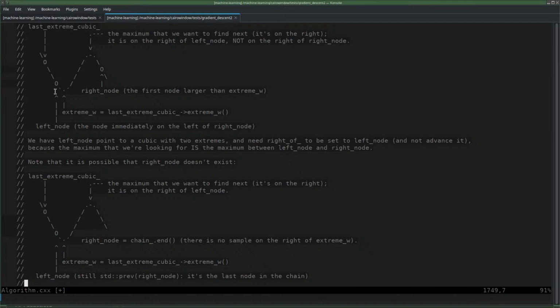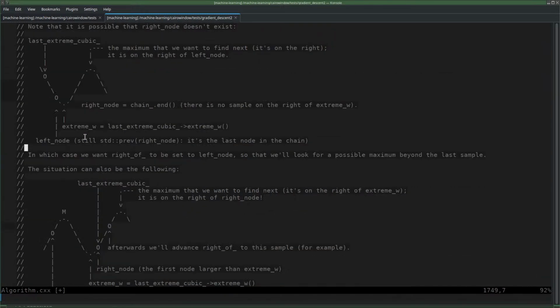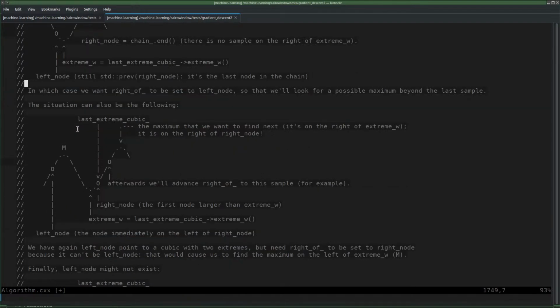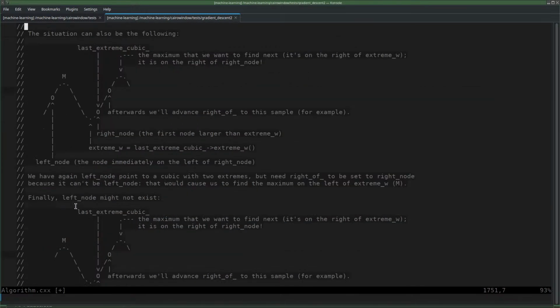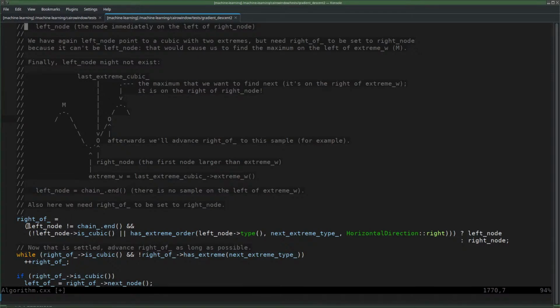But then there's two possibilities. Either this case where right node does not exist, in which case left node is not a cubic. And the other cases where it is a cubic, and then we demand that the minimum comes first. Because there is a situation where left node exists and is a cubic, but the maximum comes first. And that is this case. So we don't want to select left node in this case. So left node must exist and either not be a cubic or the extreme order is correct. And then we pick left node, otherwise you pick right node.